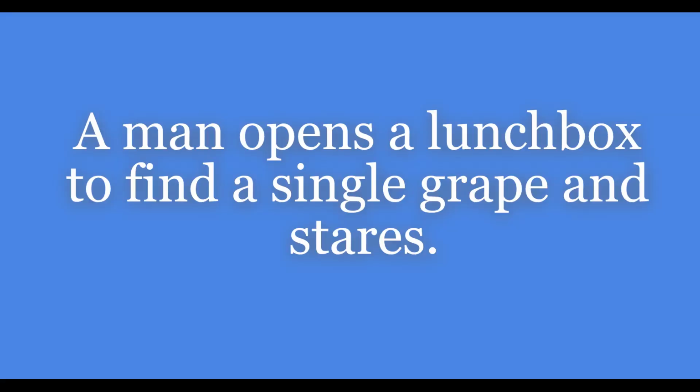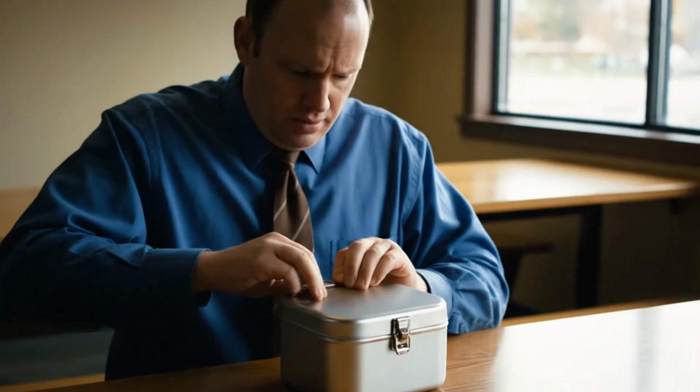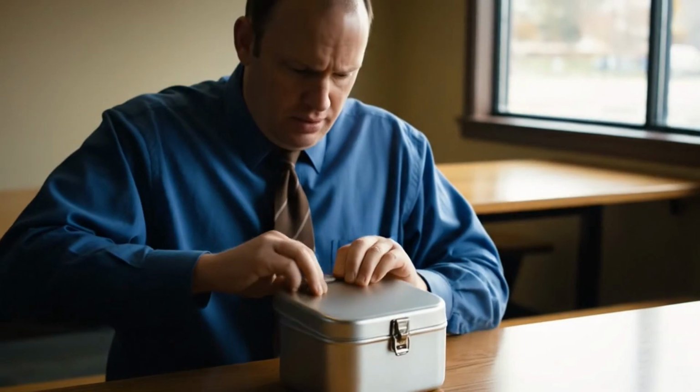Now I have the prompt: a man opens a lunchbox to find a single grape and stares. It helps us to test object interaction, humor and facial expression, detail rendering. And here we have it, the Veo 3 video. The man's expression is fine. I find the position of the grape interesting, don't you think so?